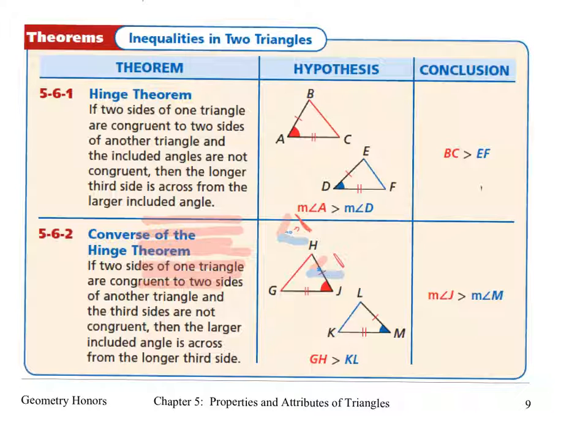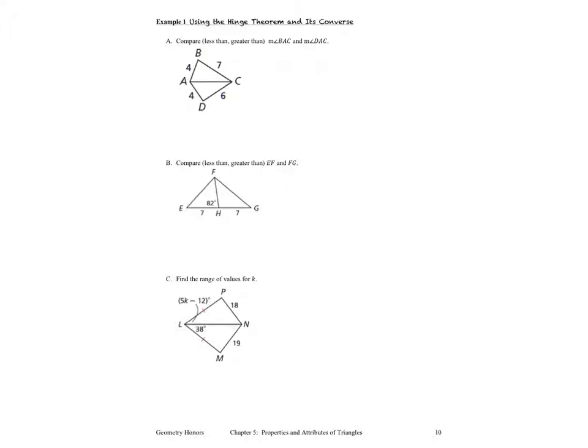And also the converse of that. If we know that GH in the picture below is longer than KL, then we know that angle J is larger than angle M. Okay, let's mark our angles here.